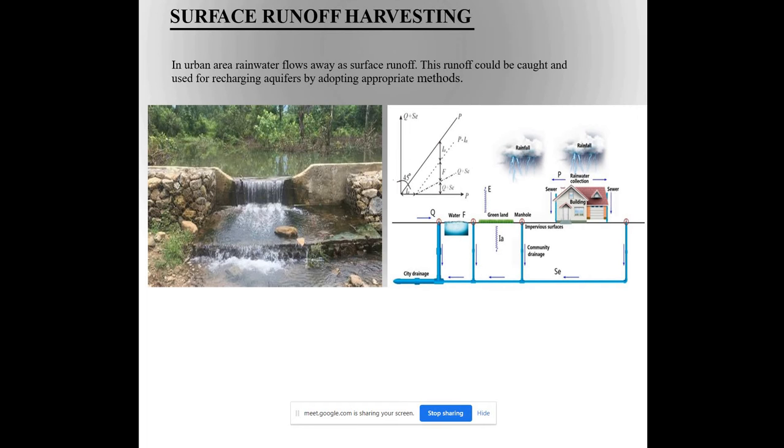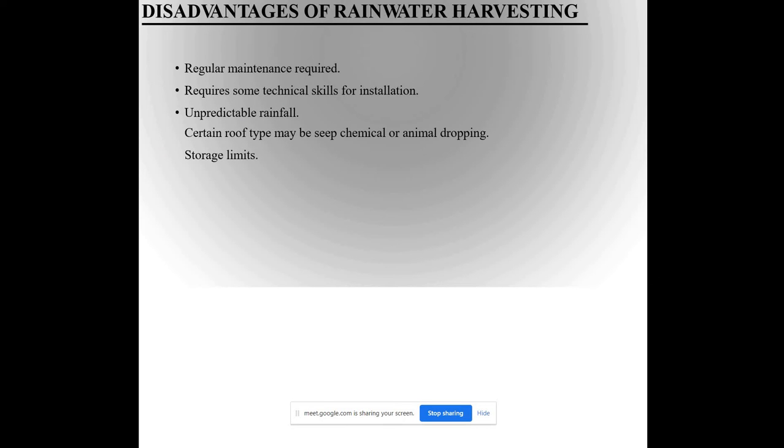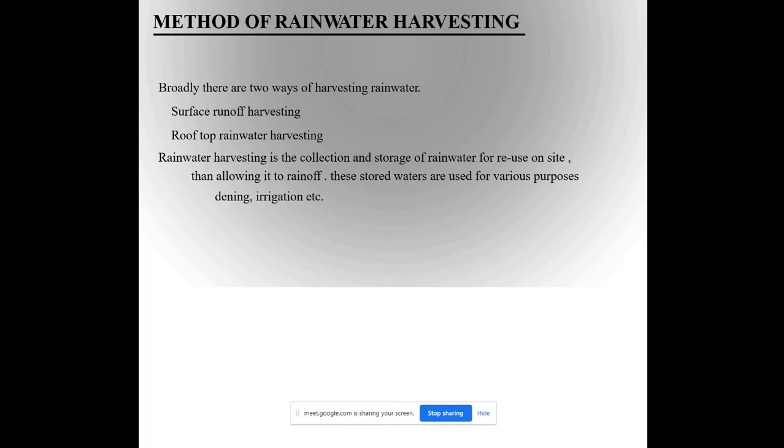Disadvantages of rainwater harvesting: regular maintenance, requires some technical skills for installation. Unpredictable rainfall. Certain roof types may be seep, chemical or animal droppings.